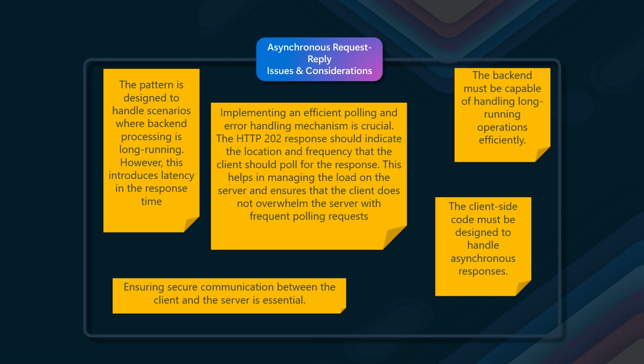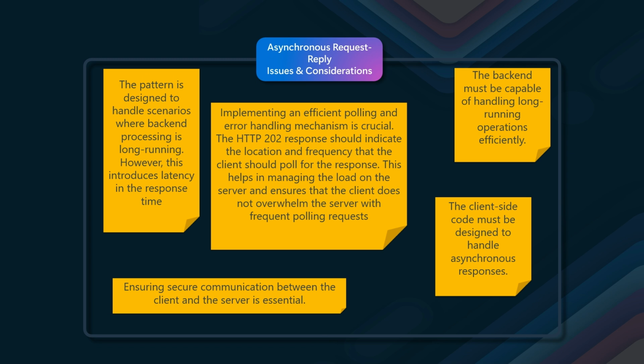So the asynchronous request reply pattern is used to decouple backend processing from a front-end host, where backend processing needs to be asynchronous, but the front end still needs a clear response. Here are some issues and considerations that we can consider when we're looking at the asynchronous request reply pattern: latency and response time. So the pattern is designed to handle scenarios where backend processing is long running. However, this introduces latency in the response time as the client has to poll for the result of the long running operation. This can affect the user's experience if not managed properly.